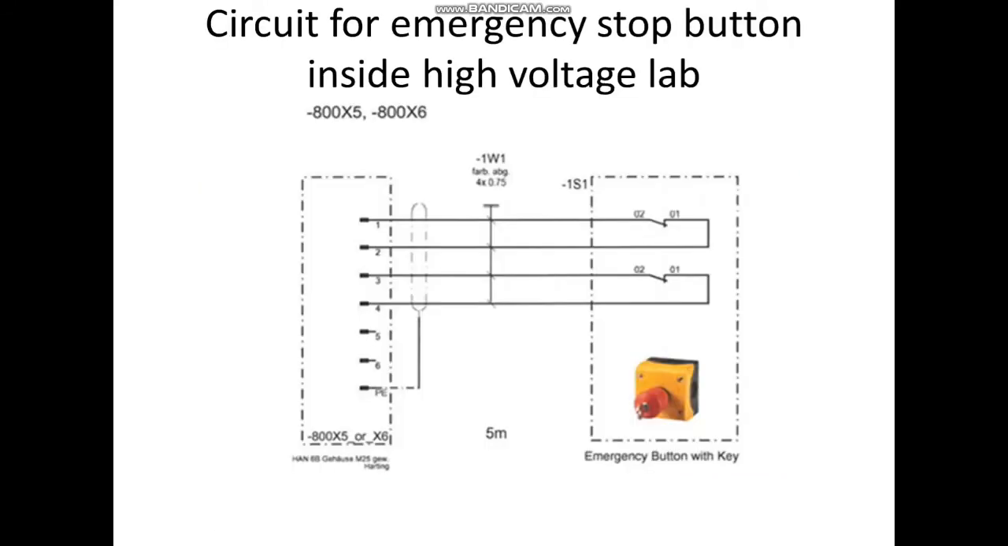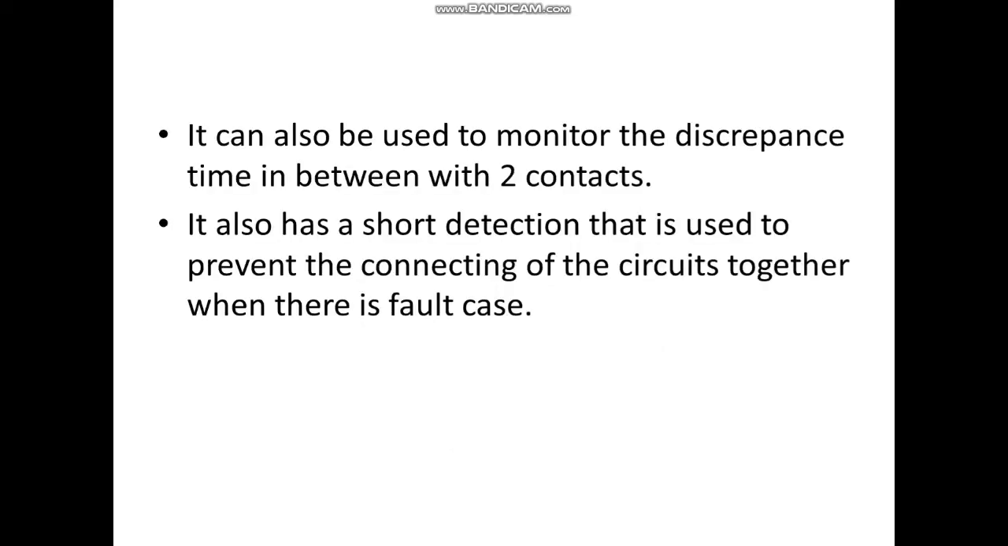This is the circuit for the emergency stop button that can be found inside the high voltage lab. This is the emergency button with key. It can also be used to monitor the discrepant time in between the two contacts. It also has a short detection that is used to prevent the connecting of the circuits together when there is a fault case.